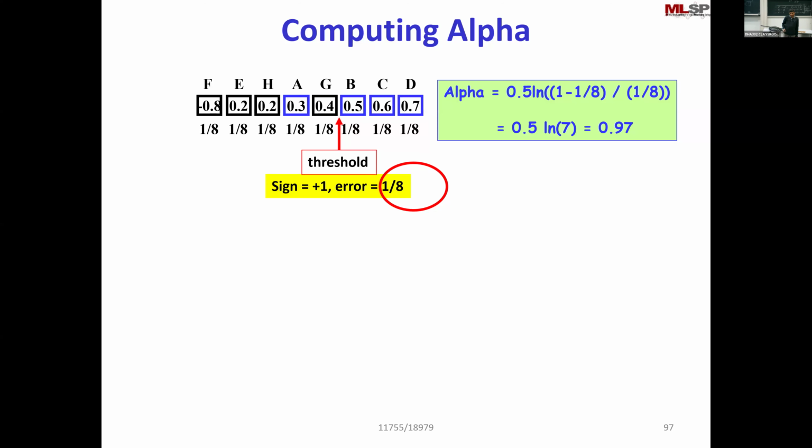Updating the weights for the points. I want to update the weights for the points. And what do I want to do? How do I want to update it? Anybody? How would I update it? What does intuition tell you? Simplification has to stay normalized.